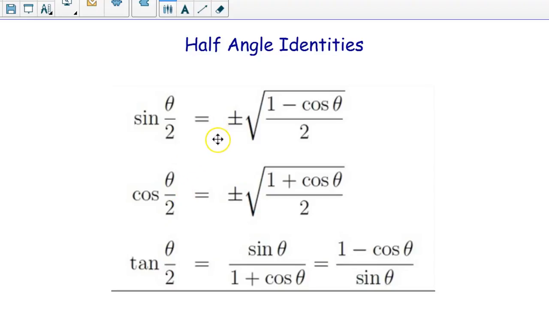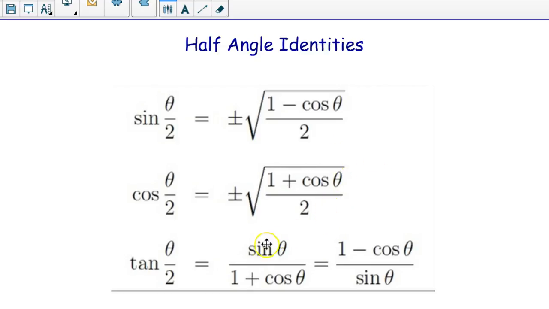Half angle identities. So we have sine theta over 2 is equal to plus or minus square root of (1 minus cosine theta) over 2. And here, depending on the quadrant in which this theta over 2 lies, we have to write the positive sign or negative sign. Similarly, cosine theta over 2 is equal to plus or minus square root of (1 plus cosine theta) over 2.